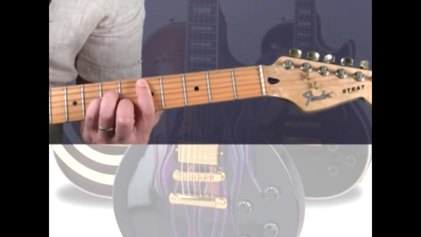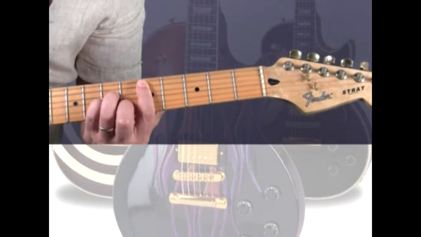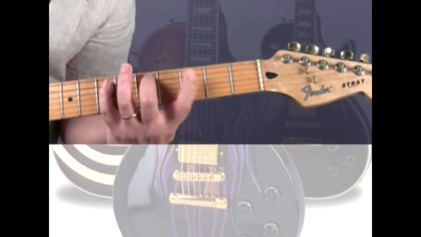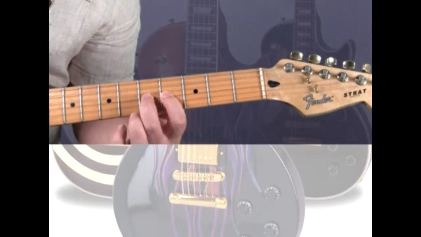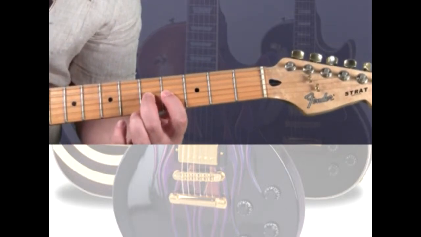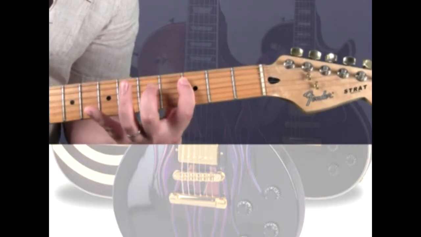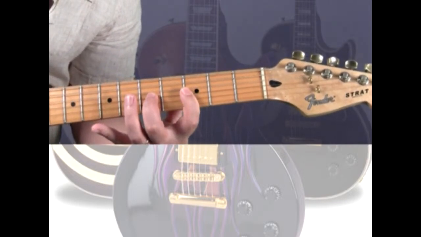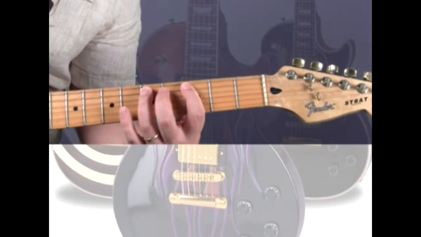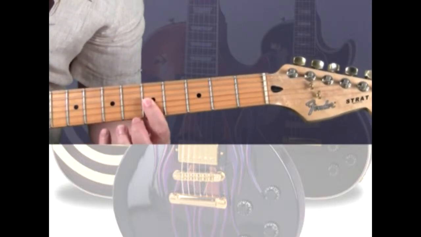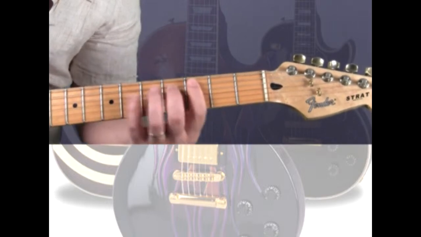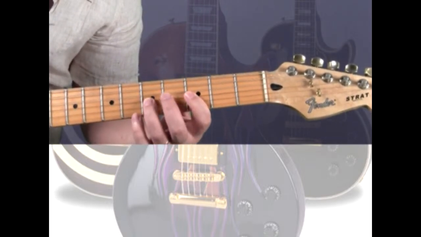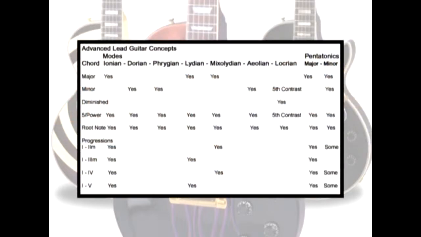And the chart indicates that you can lead over this progression with the Ionian mode, the Mixolydian mode, the major pentatonic scale, and sometimes the minor pentatonic scale. By the way, this DVD entitles you to access to printable charts like the one on your screen right now. On to the next progression.